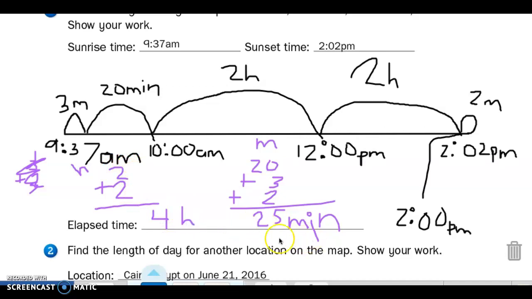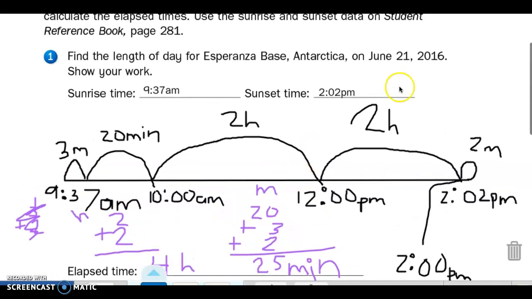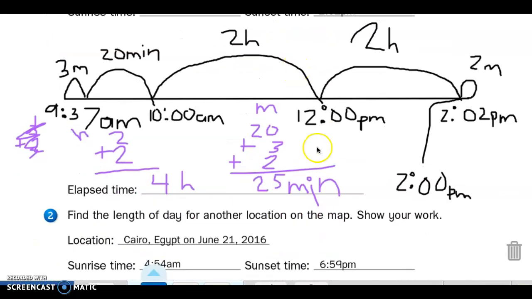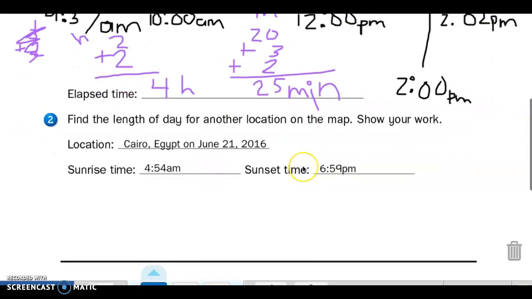hours and 25 minutes. On June 21st in 2016, Esperanza Base in Antarctica only had 4 hours and 25 minutes of daylight. What? That is crazy. That is not a lot of daylight at all. Whew.